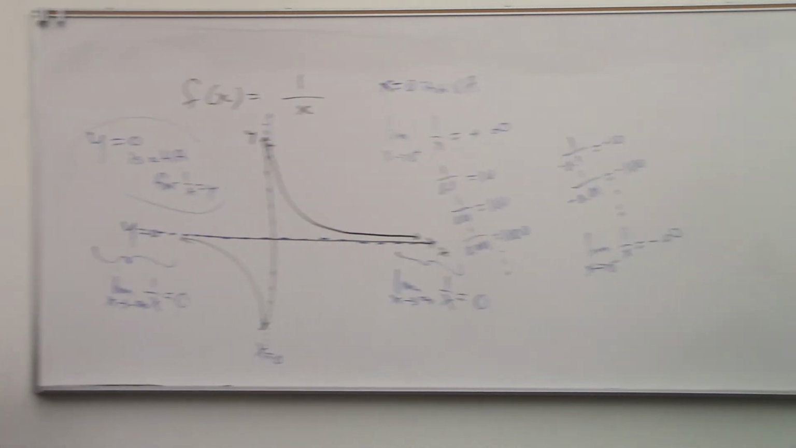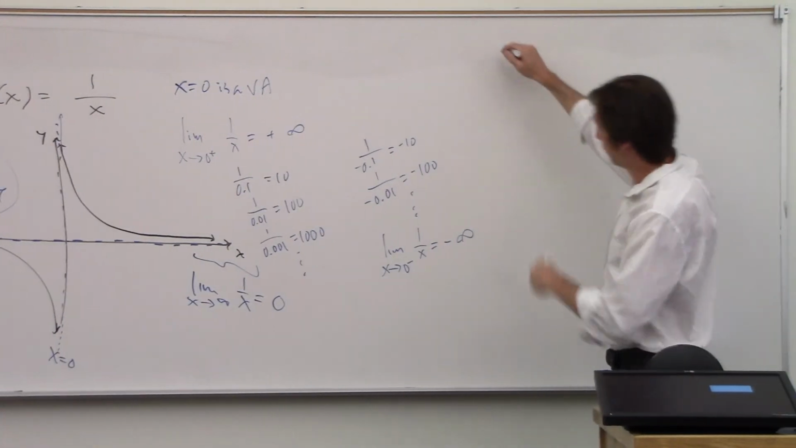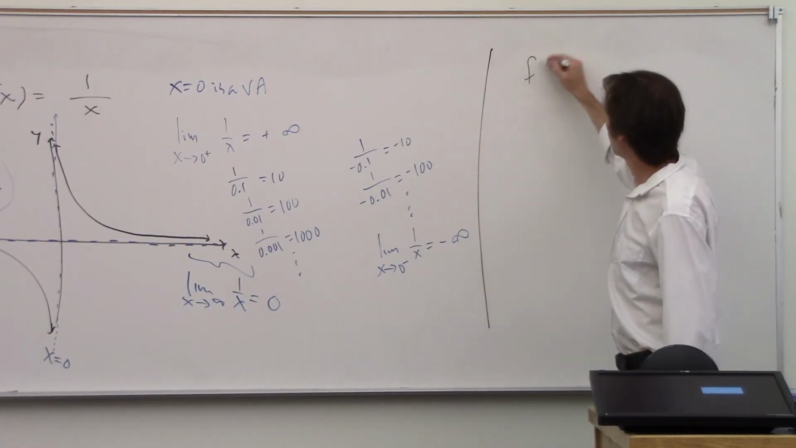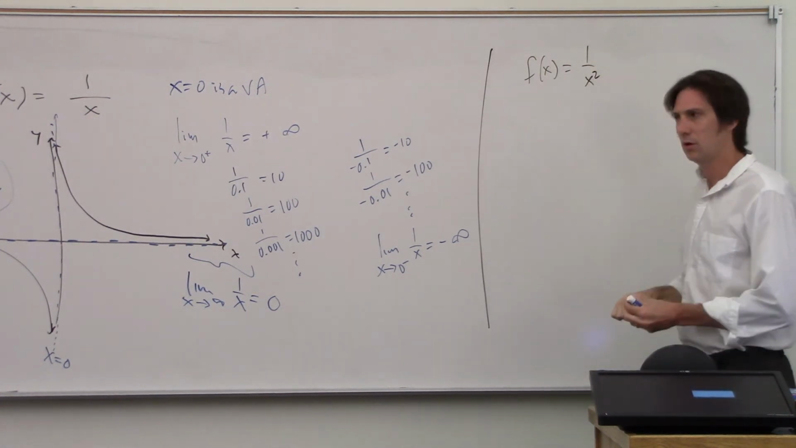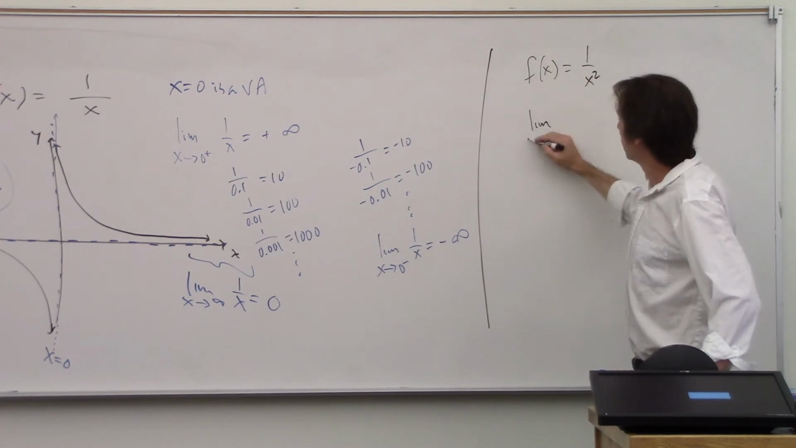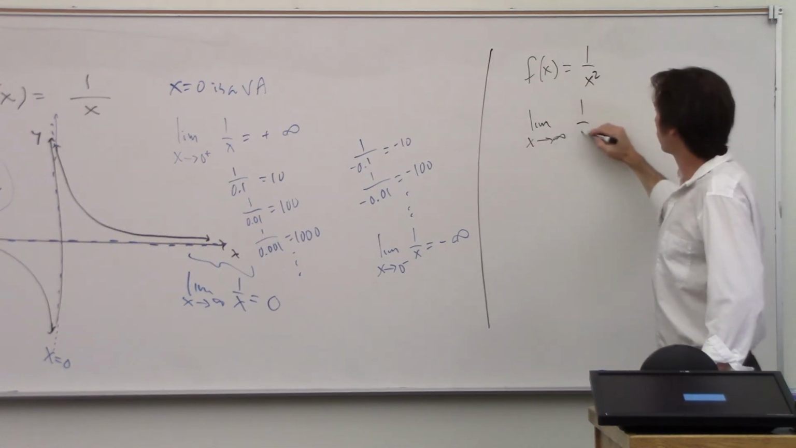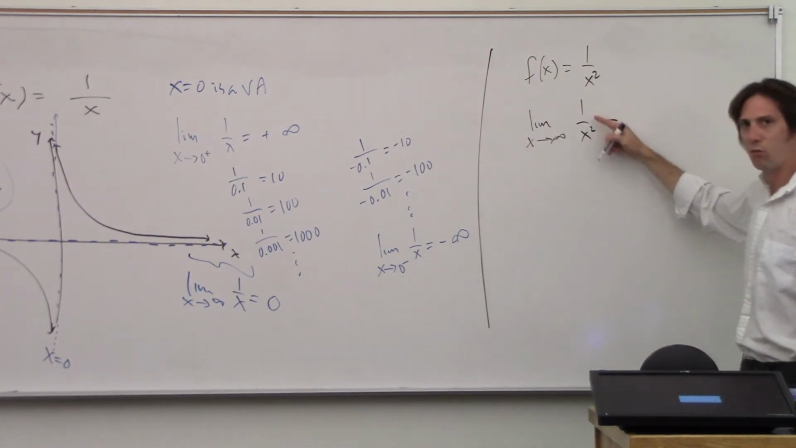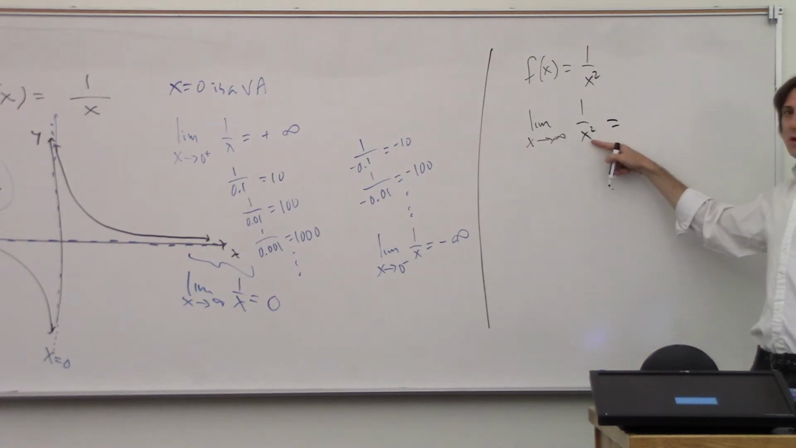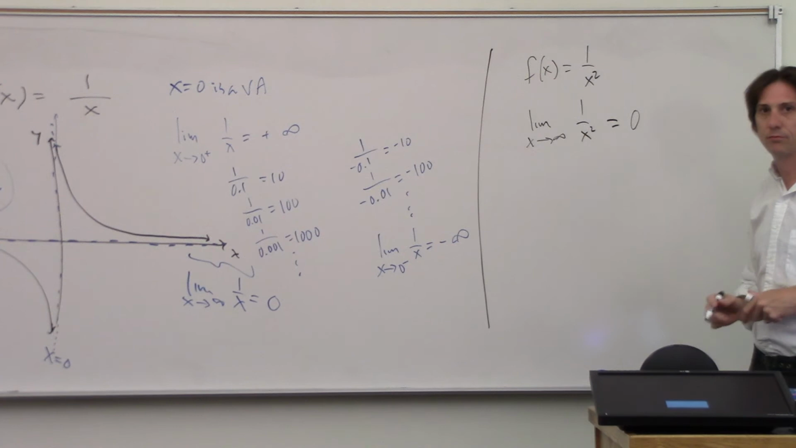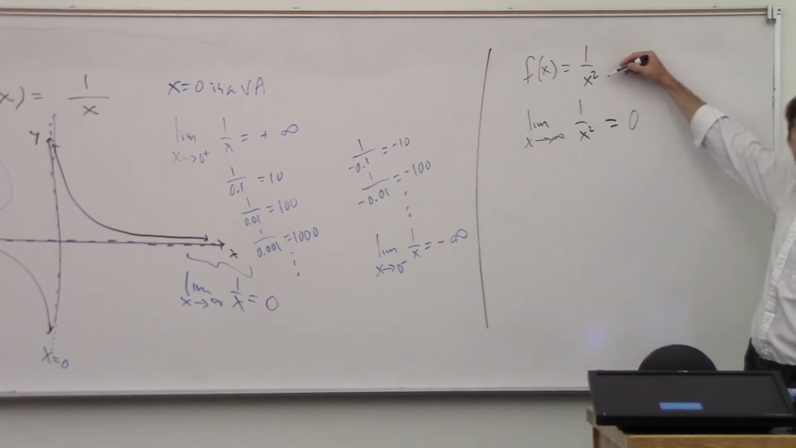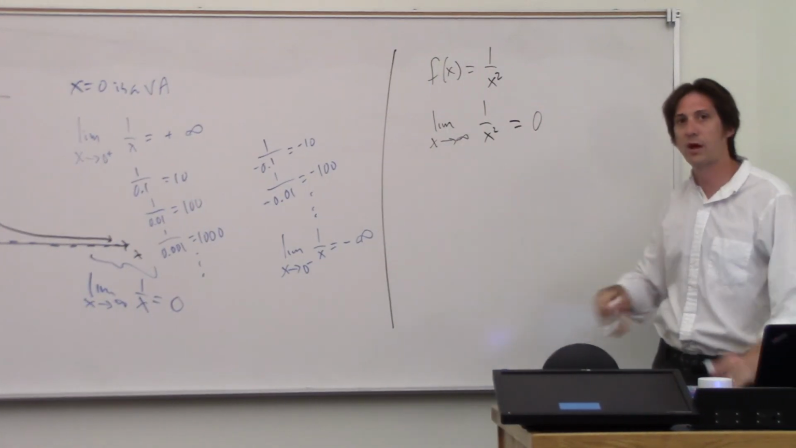This kind of behavior happens for similar functions. In other words, if f of x is like 1 over x squared, what's the limit at infinity? As x goes to infinity for 1 over x squared, I have 1 divided by a really, really big number. It gets squared, so it's even bigger, and so that's 0. Same thing for 1 over x cubed, 1 over x to the 4th, and so on.